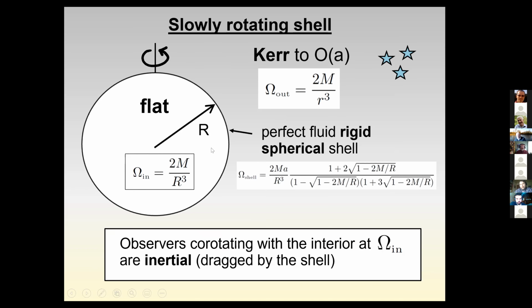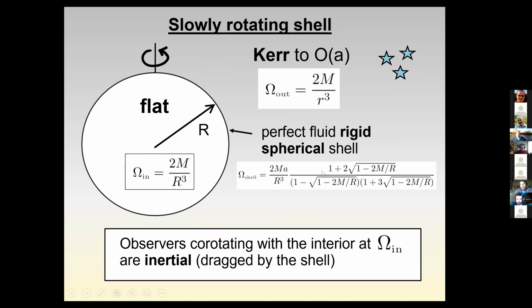By the way, just a curiosity: if we want the inside to rotate at this velocity omega, then we actually have to produce a shell which is a perfect fluid spherical shell, but which rotates with an omega different from that.